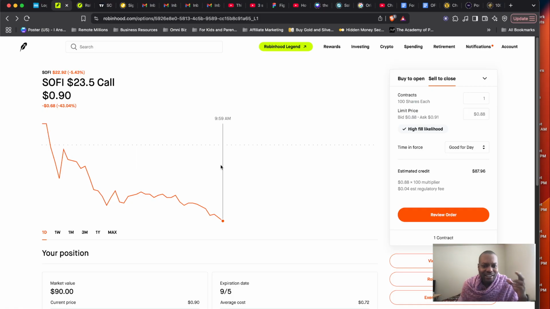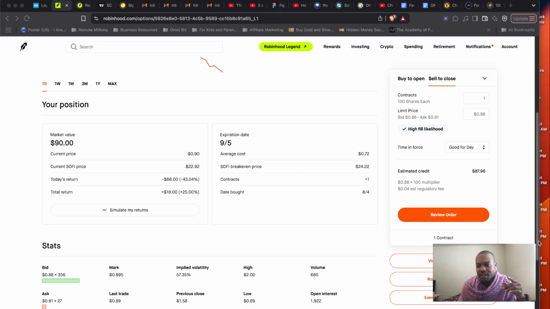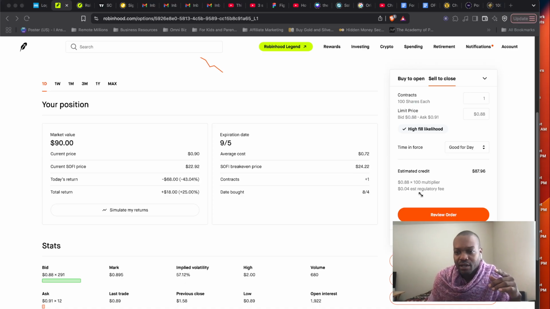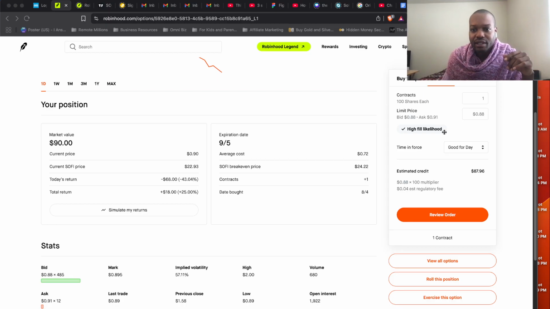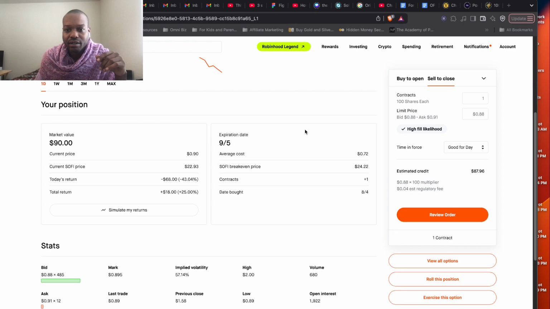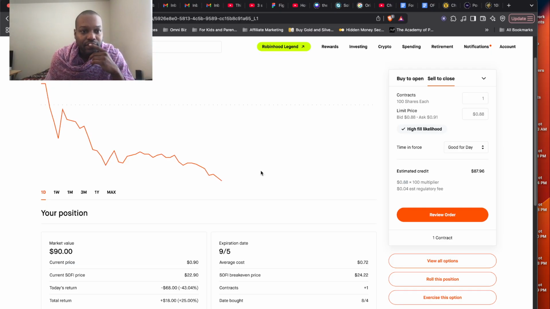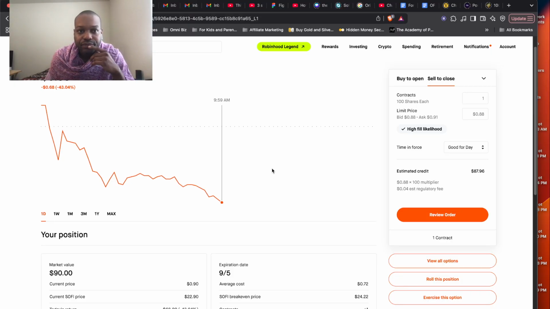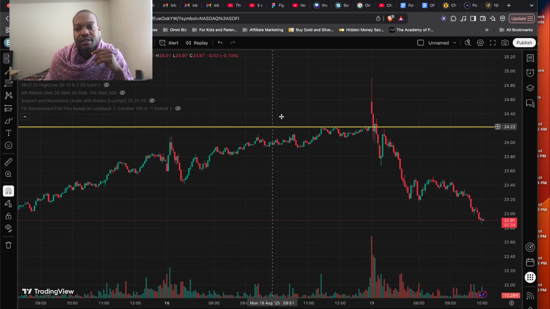So here's the thing. This has been a roller coaster right now because the SoFi stock was up not so long ago. Let me make that a little bit bigger for y'all. It was up not so long ago. Remember in the last video, I put this yellow line here to signify when we break even with the option.